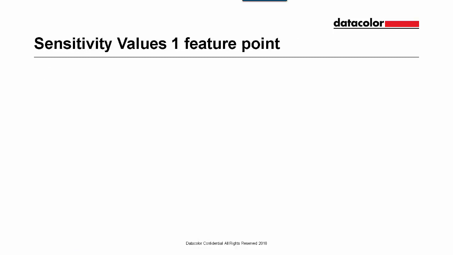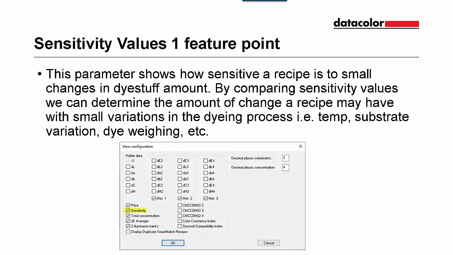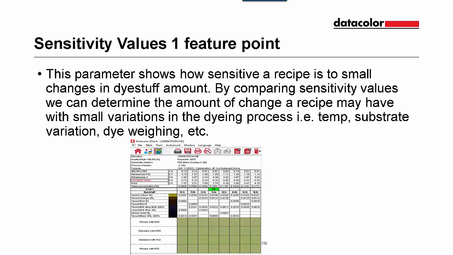Sensitivity values is an option worth 1 feature point. It shows how sensitive a recipe is to small changes in dyestuff amount. By comparing sensitivity values, we can determine the amount of recipe change with small variations in dyeing, such as temperature, substrate variation, and dye weighing. Sensitivity is turned on in the configuration page for the recipe table. The recipe table can be viewed and sorted on how sensitive a particular dye combination is.